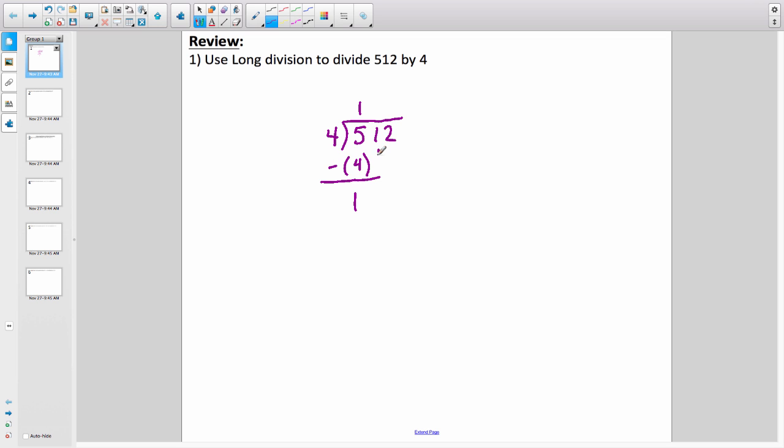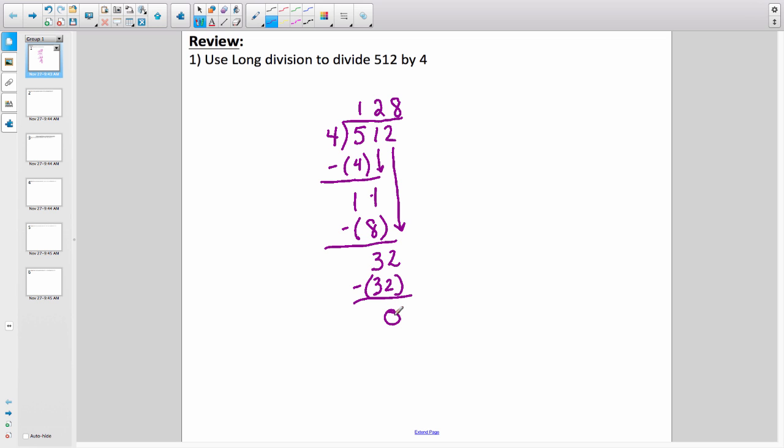Then you bring down the next number. So we have 11. How many times does 4 go into 11? I would say twice. 2 times 4 is 8. Let's put that in parentheses with the subtraction symbol. 11 minus 8, 3. Let's bring down the last number, which is a 2. And 4 goes into 32 8 times. 8 times 4 is 32. Parentheses, subtraction, 0. Okay, that's long division.